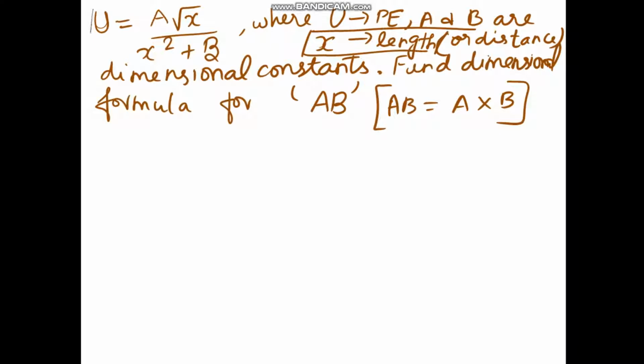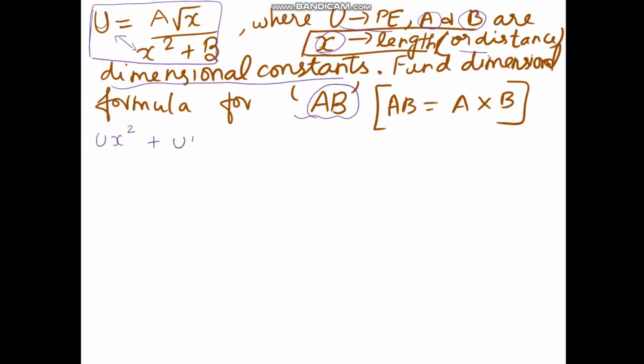See, they have given potential energy U equal to a root x divided by x square plus b. U is potential energy, x is the distance or length, and a and b are dimensional constants. They are asking to find the dimensional formula for the product AB. Now let us crisscross this: U into x square plus U b is equal to a root x.